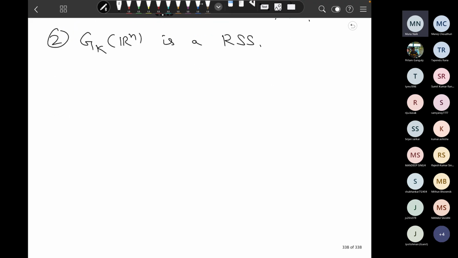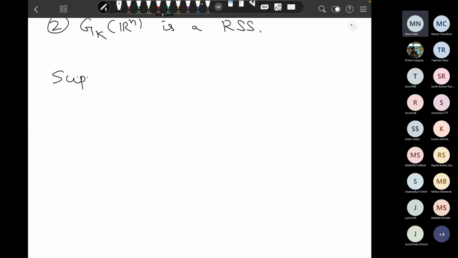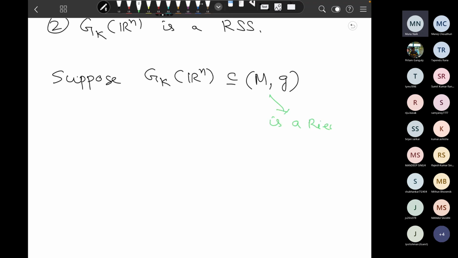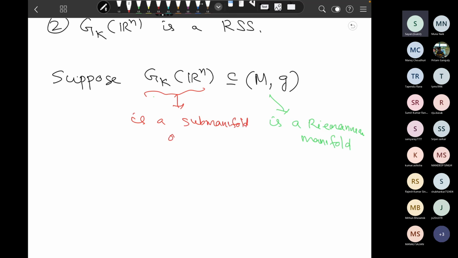Now understand this very carefully. Suppose I am able to show that G_k(R^n) is a subset of some (M, g), where M is a Riemannian manifold, and I am able to show that G_k(R^n) is a submanifold of M. So if you restrict the metric of M to G_k(R^n), that will be a Riemannian metric on G_k(R^n). So that will show that G_k(R^n) will be a Riemannian manifold.